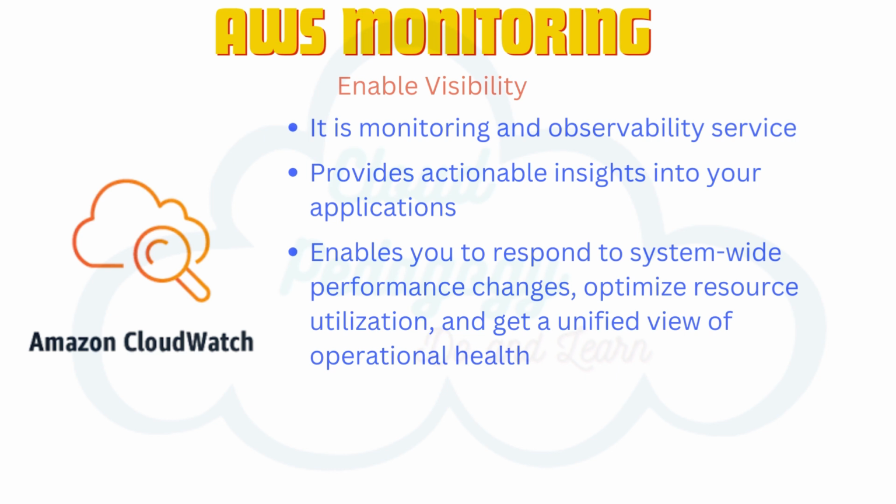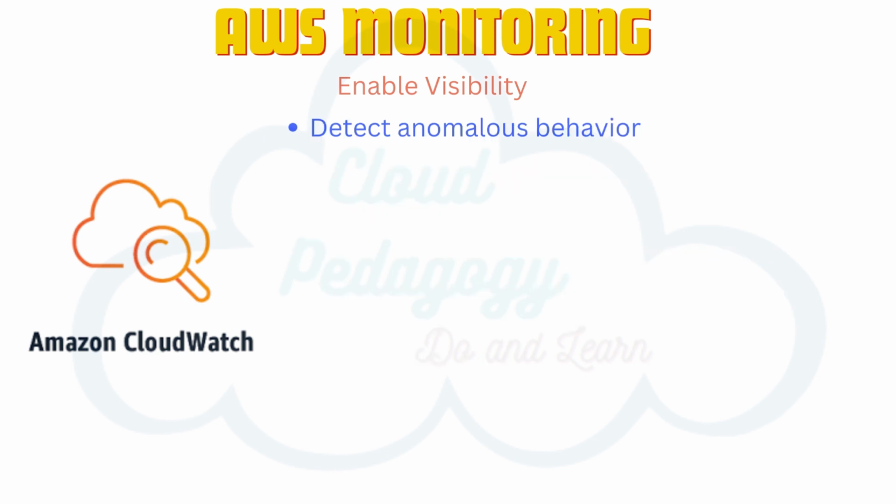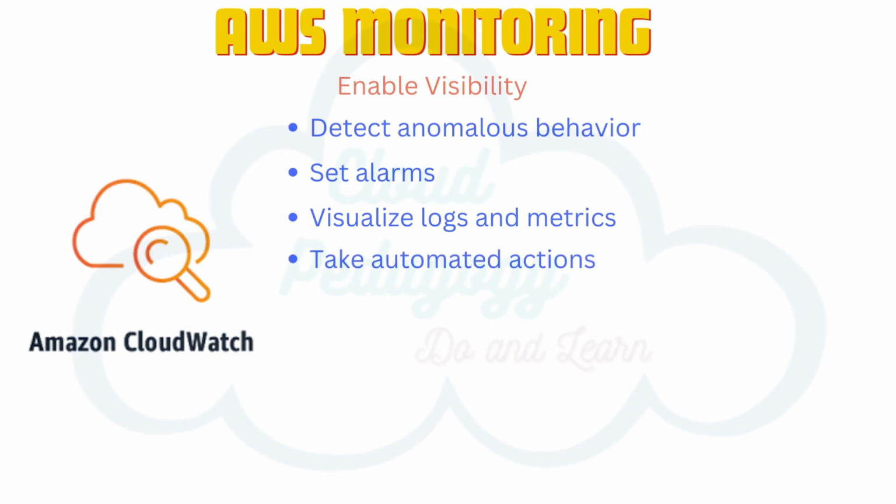You can use CloudWatch to detect anomalous behavior in your environments, like setting an alarm to alert you when something is not right. You can visualize the logs and metrics with the AWS Management Console. You can take automated actions like scaling, so that you can troubleshoot issues before they come into the picture. You can also discover insights to keep your applications healthy.